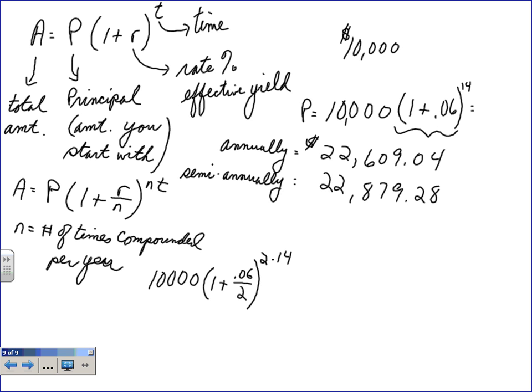Okay. If it is compounded quarterly, what does n become? 4. Compounded monthly, n is 12. How about this? You're going to see some banks that give you daily interest. And maybe you've seen that in ads, maybe you've seen that on billboards outside of banks.